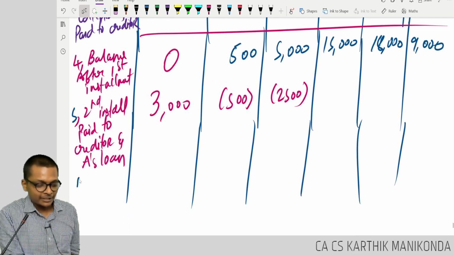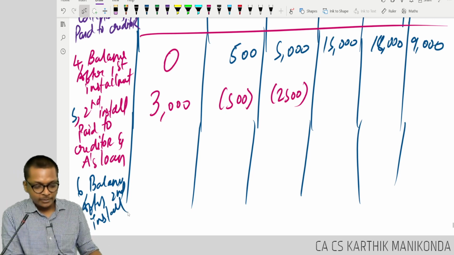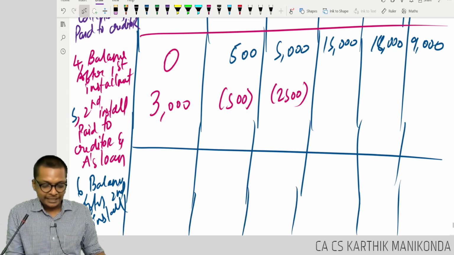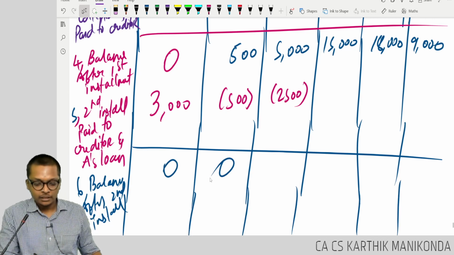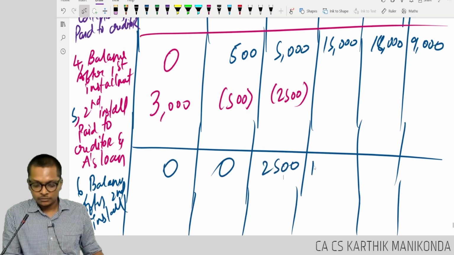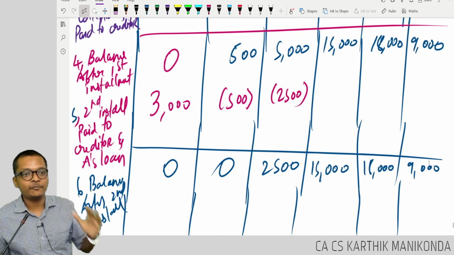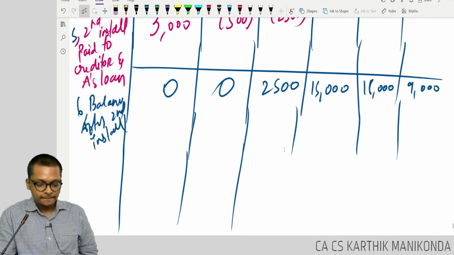Next item you can guess. What is it? Super. Excellent, guys. Balance after second installment. After second installment, again draw one line. You write the balance. Cash will become 0. Creditors is 0. So it will be 0 for the rest of the sum. Here it will become 2,000, 15,000, 18,000, 9,000. Till here if you do, you will get half mark, 1 mark, 1.5, depending on how many installments you finish.